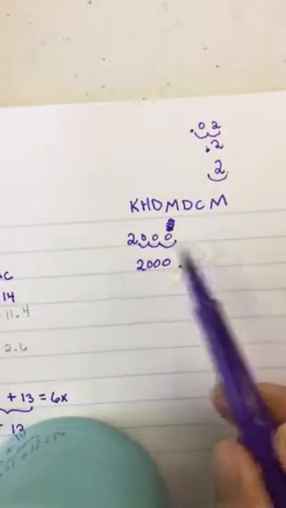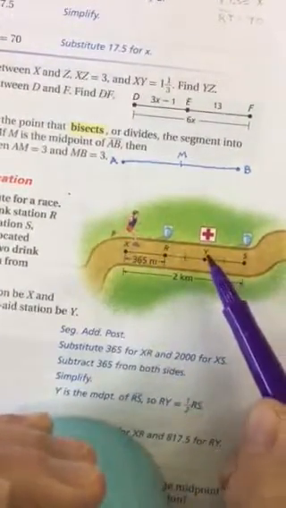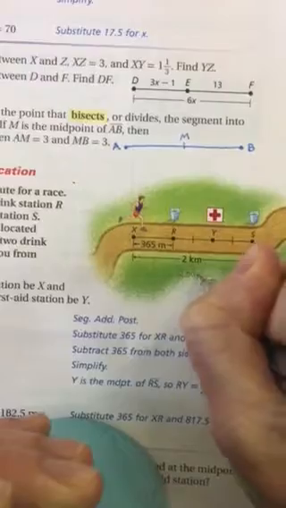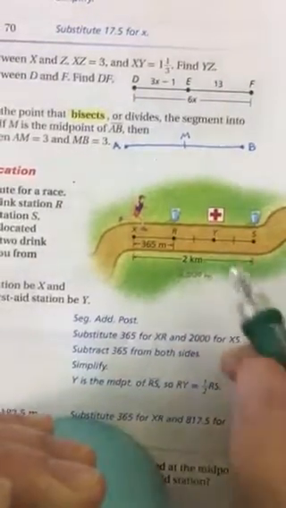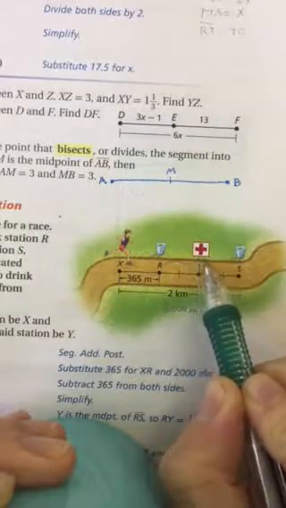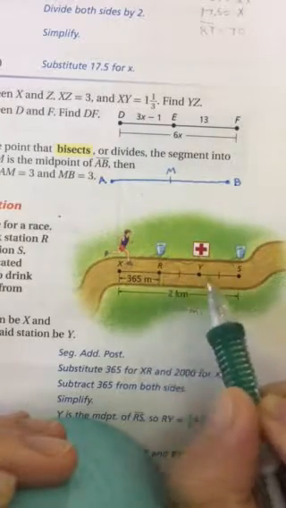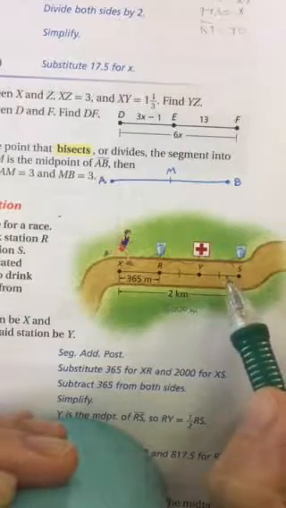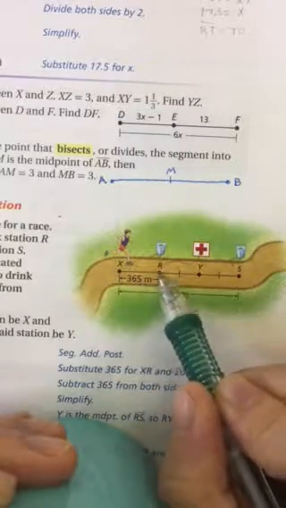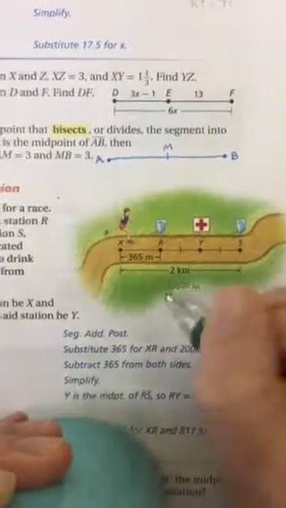All right, so let's go ahead and look at the problem. The problem asks us how far you are from the first aid station. Now remember, this is really 2,000 meters because we converted it. Let's figure out first what RS is, because the only way we're going to figure out what the halfway point between R and S is if we figure out what the whole thing of RS is. So we're going to use our segment addition postulate, and we're going to say XR plus the whole RS equals the whole entire distance, which is XS. So let's do that part right here.